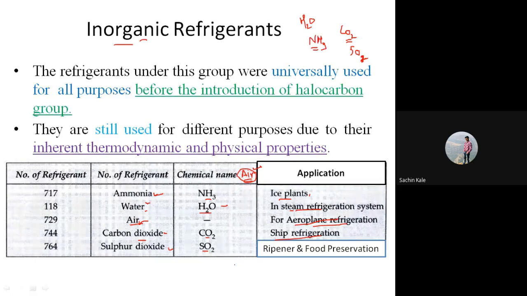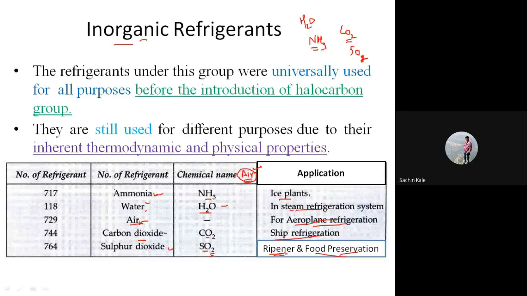The next refrigerant is sulfur dioxide. We are using sulfur dioxide as a ripener. If bananas or any food item are not ripening, then what do we apply? We apply sulfur dioxide. As a ripener we are using sulfur dioxide, as well as for food preservation we are also using sulfur dioxide.